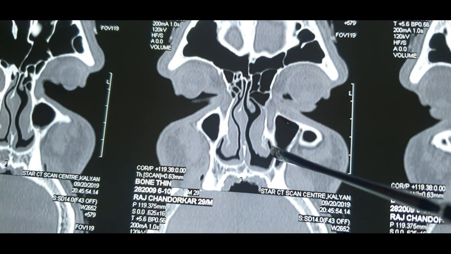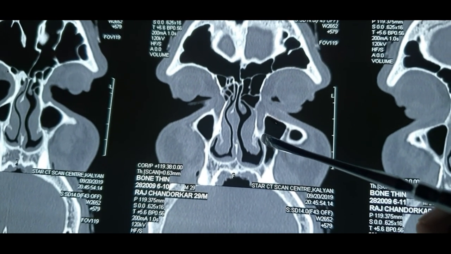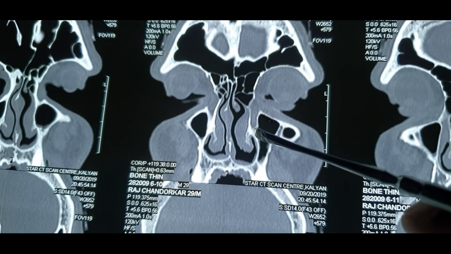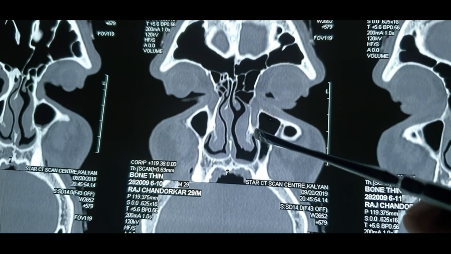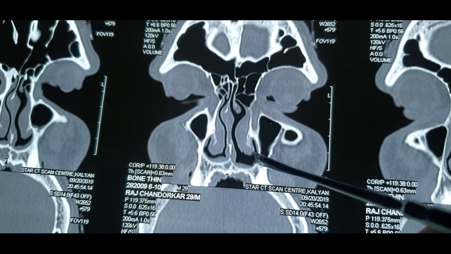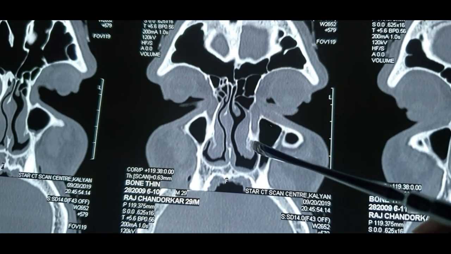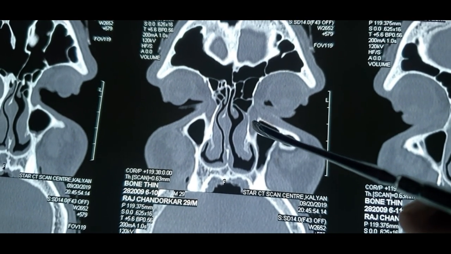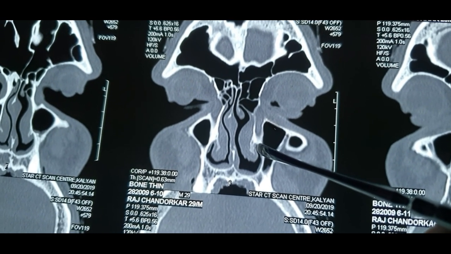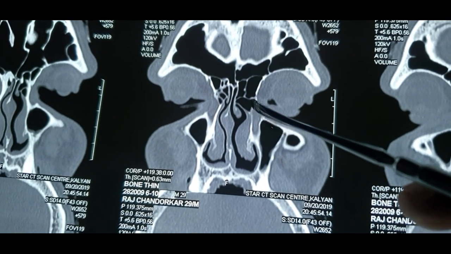This blackish area is the inferior meatus. The inferior meatus lodges the opening of the nasolacrimal duct. This nasolacrimal duct opens into the inferior meatus at around 1.5 centimeters behind the anterior end of the inferior turbinate. So you can see this is the inferior meatus, this is the nasolacrimal sac, and the duct opens into the inferior meatus. This is the lacrimal bone, and this is the agger nasi cell.